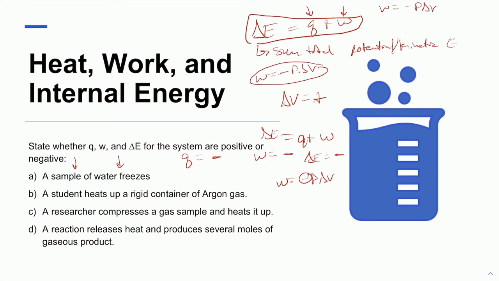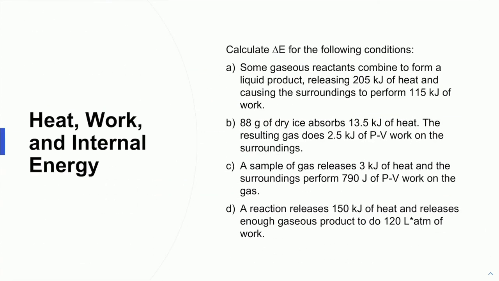There may or may not be a question like this on the test, but as long as you can think of each of these in terms of their signs, it's going to help a lot, even when they throw numbers at you to figure out what the overall answer would be for internal energy, or if they're looking for another variable in the equation. So knowing how to give signs is going to be really helpful, especially when they start throwing numbers into the equation. So now they're asking to calculate delta E for the following conditions, giving certain numerical values.